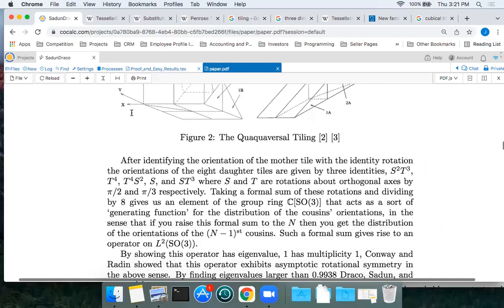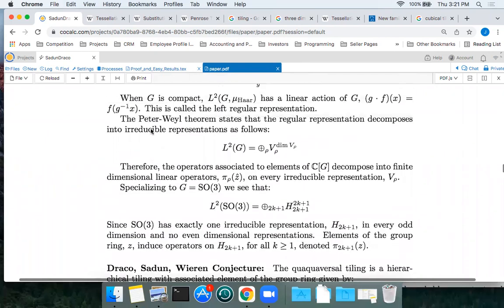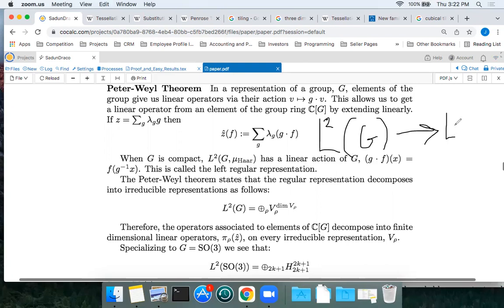So averaging operators of that form can be broken down into, so if I have an averaging operator of that form, it can now average any element of L2. So L2 of SO3, why not?